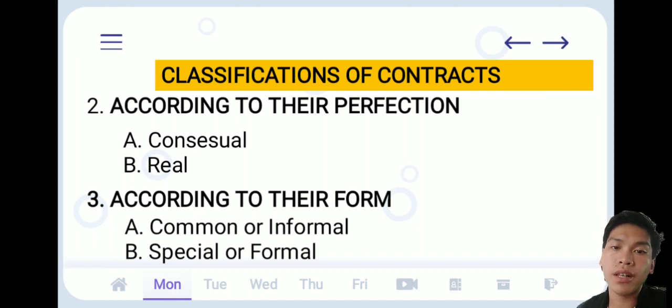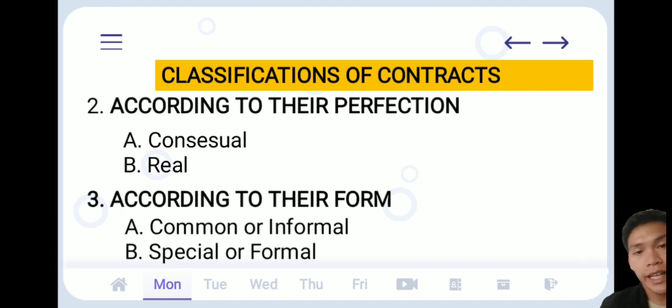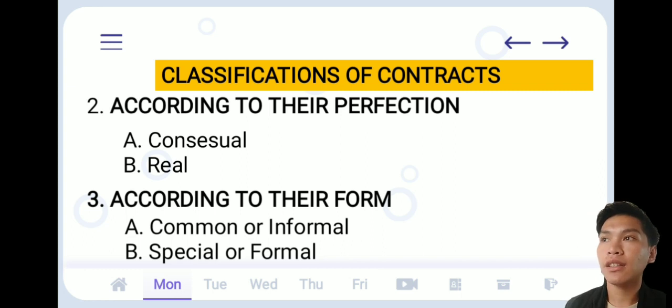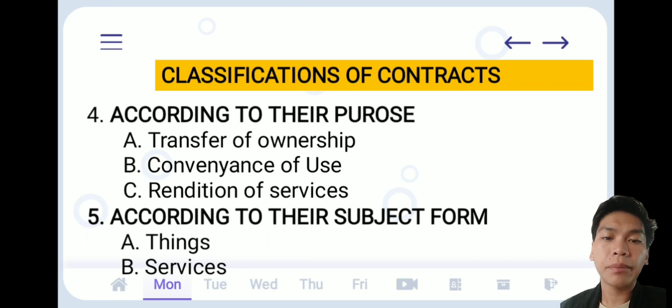So for the formal contracts, part of this is papers or documents that state the responsibility and duty of the partners. For the informal, it can be oral agreements. According to their purpose, contracts can be categorized based on their intended purpose, such as contracts for sale, lease, employment, and other matters.